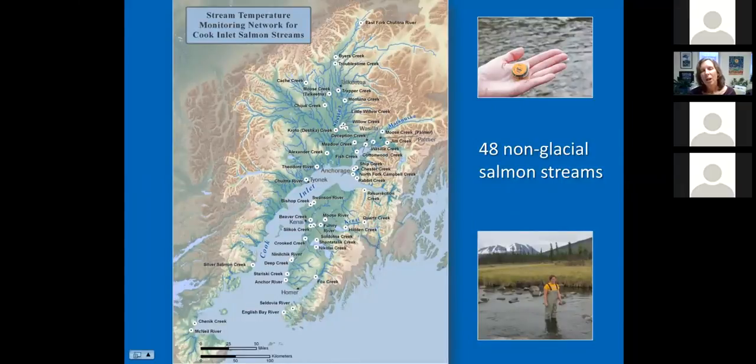And so we put these data loggers out into these 48 streams, and we did select non-glacial streams because these are the streams that we expected to warm fastest. Glacial systems will also be changing, but they're likely to be actually colder in the near future as a lot of that glacial melt increases over the summertime as temperatures increase. So we decided to go with non-glacial systems, and we put these loggers in the streams for 5 years and looked at what the patterns told us. So the next slide, please.